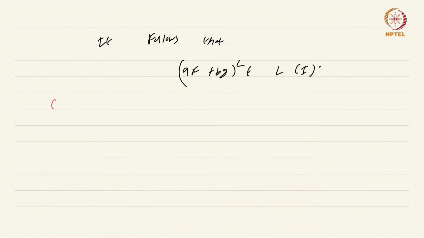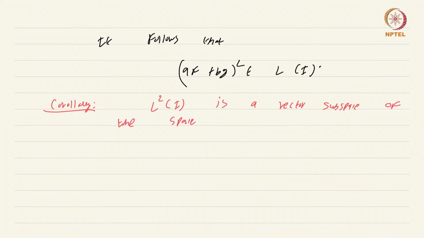So as a corollary of this simple observation, we get that the space L2(I) is a vector subspace of the space of functions from I to R. So the space of square integrable functions is going to form a vector subspace.